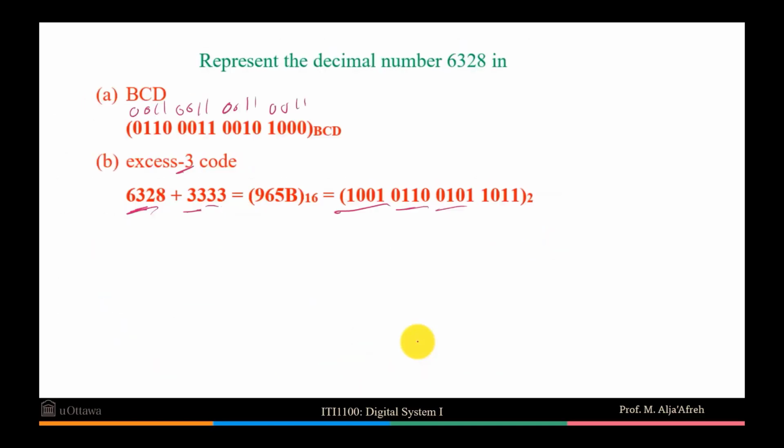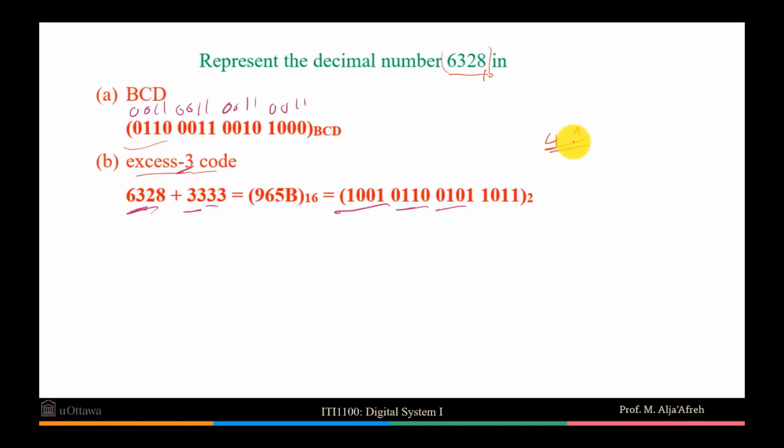When it comes to representing this decimal number in BCD, each decimal digit requires 4 bits to be encoded in binary. So the 6 here can be represented using 0110, the 3 here can be represented by 0011, the 2 can be represented by 0010, and the 8 can be represented by 1000. In order to calculate the equivalent in XS3 code, the XS3 code has been given in my course at module 4.1.